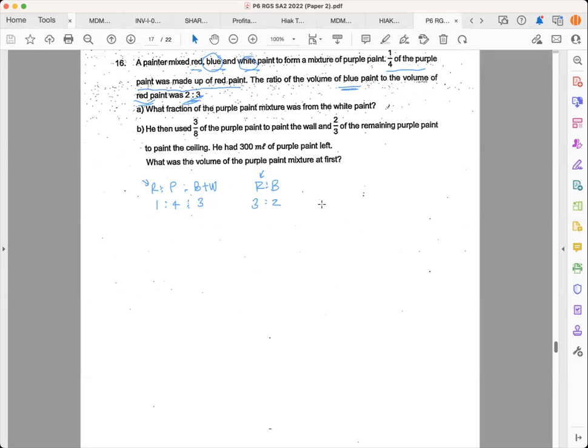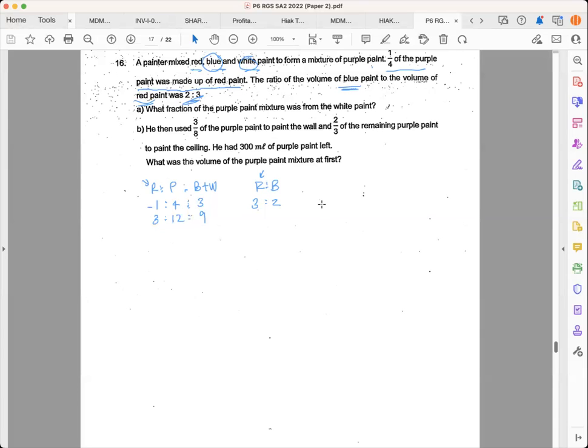the red is the common base. So let's make red the same. Here, the red has a value of 1. Over here has a value of 3. So let's make them all into 3. So multiply by 3, I get 3. Multiply by 3, 12. Multiply by 3, 9.